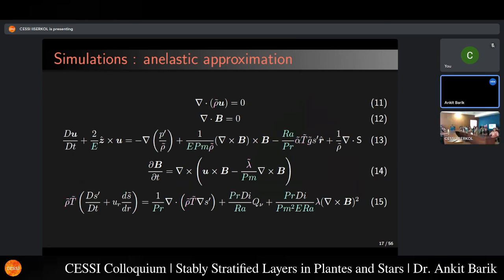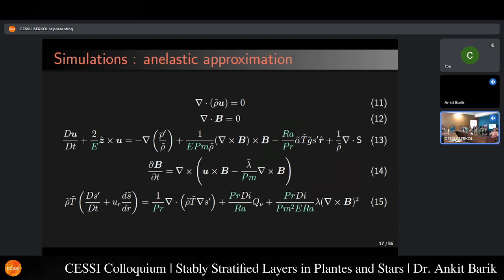And then you have a set of control parameters, which are non-dimensional numbers. There are four non-dimensional numbers which control the system. First is the Ekman number, then the magnetic Prandtl number, the Rayleigh number, and the Prandtl number. And you can see this with the initial equations: mass conservation, no monopoles, the Navier-Stokes induction equation, and the energy equation.